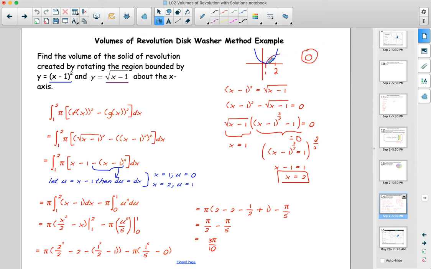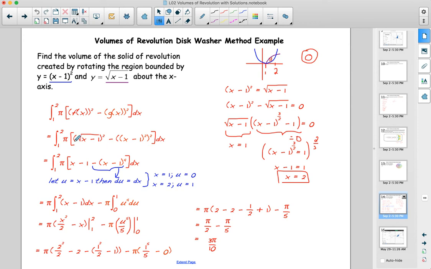So what I need to do according to that formula is I need to know the curve that's on the top, and the curve that's on the top is the purple one, which is the square root of x minus 1. So f of x all squared is going to become the square root of x minus 1 all squared, and the curve on the bottom right there is the blue one. That's (x minus 1) all squared.